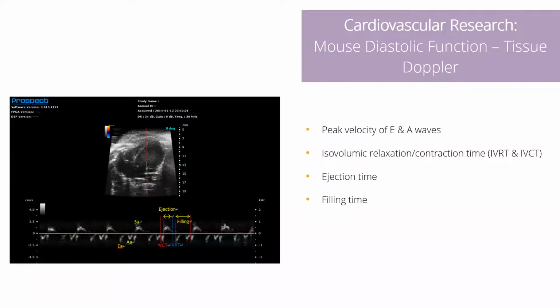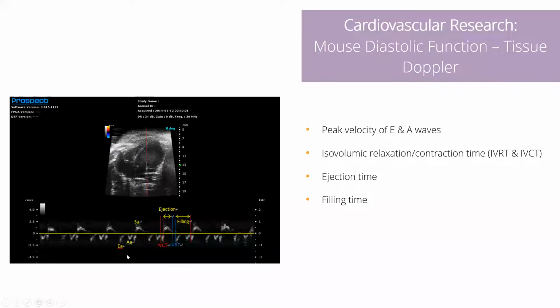The system is also capable of doing tissue Doppler, and this is very similar to pulse wave Doppler, except this time we're looking for movement of tissue. And so here specifically we're looking at tissue moving at the mitral annulus. And this can often be an earlier indication of something changing before blood flow changes happen.